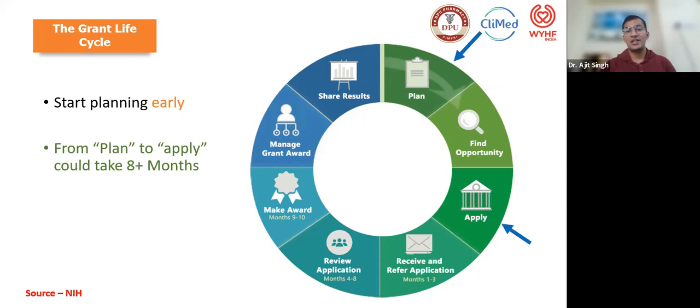As you can see, it starts with planning, then finding good opportunities for funds, then applying. After application it takes 1 to 3 months, and then it takes 4 to 8 months to review the application. Even in ICMR it takes 3 to 6 months for your results to come. This is the same pattern everywhere. If it is a research grant, it takes a lot of time.